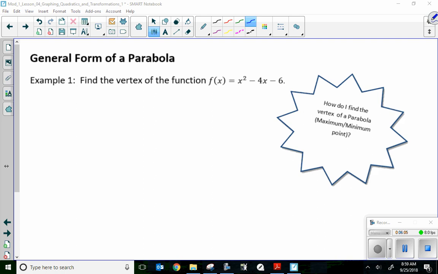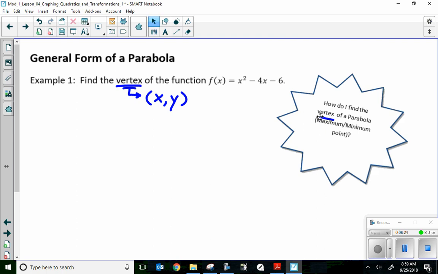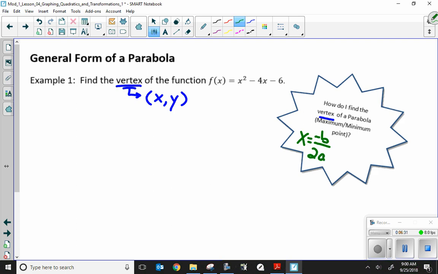Okay. How do I find the vertex of a parabola, which is the min or max point? Now, you should know basics. When I need a vertex, I need a coordinate. Okay, they're looking for a point. I need an x and a y value. All right? So, how do I find my x value? My x value is negative b over 2 times a. All right? Write that down, get used to it, get cozy with it.